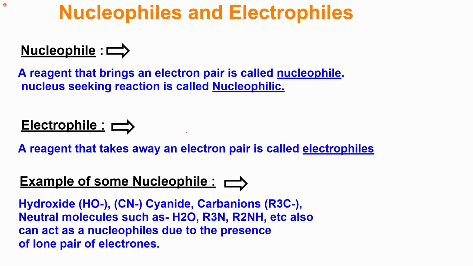Some examples of nucleophiles: the carbanion moiety, hydroxide and cyanide. These are all nucleophiles, and neutral molecules such as water, R3N, R2NH, etc. can also act as nucleophiles due to the presence of a lone pair of electrons. We should not think that an atom can be called a nucleophile only if the molecule contains a negative charge. No, it's not like that. Even a neutral molecule can act as a nucleophile.